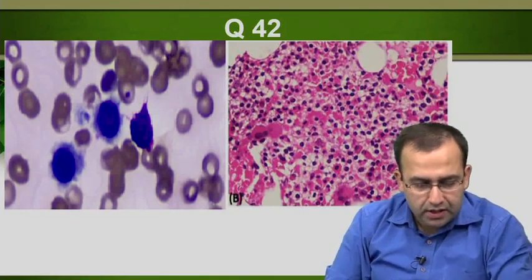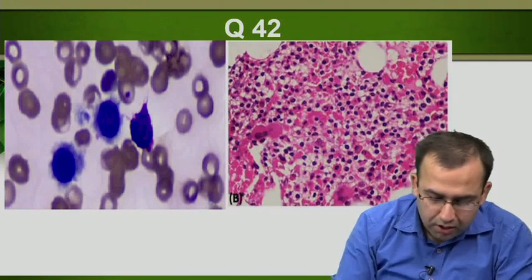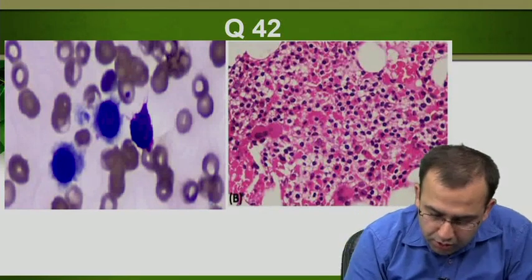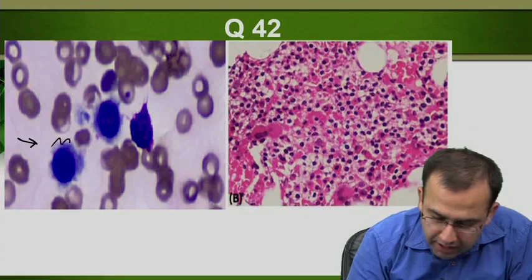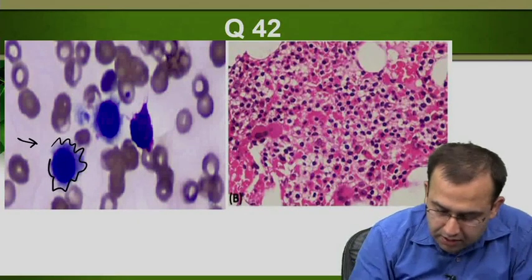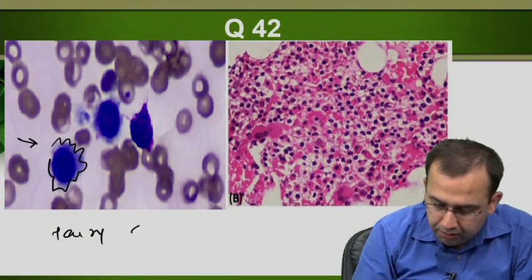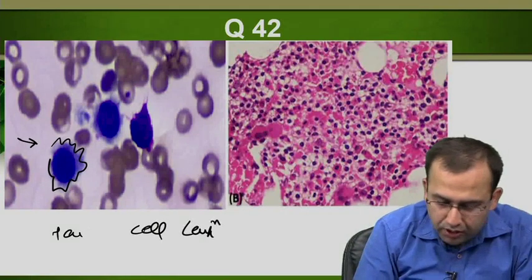Diagnosis. This is a spotter. You have a peripheral smear showing the presence of cells with hairy cytoplasmic projections. Hairy cell leukemia.